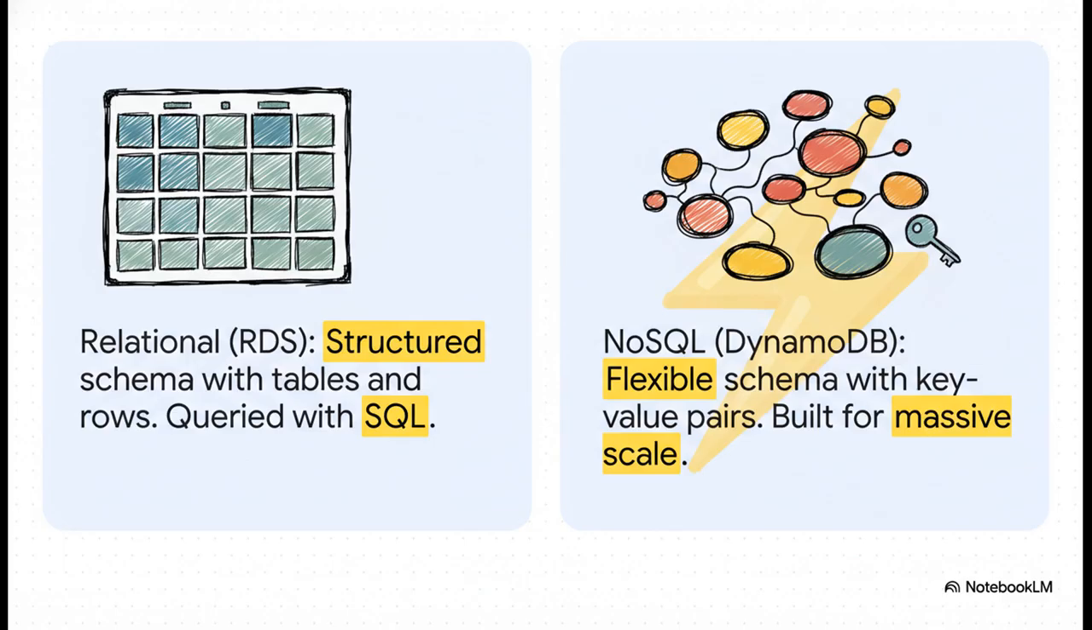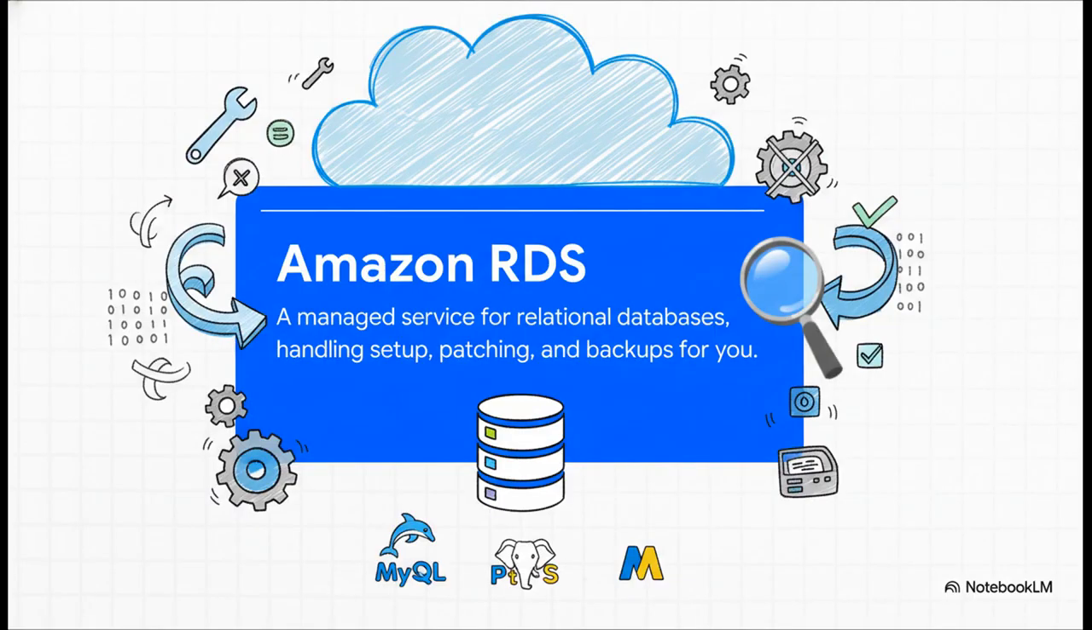So, let's zoom in a bit on RDS, the Relational Database Service. Look, its main job is just to make your life easier, period. Instead of you having to manually install and patch and backup a database like MySQL or PostgreSQL, AWS handles all that boring, tedious, heavy lifting for you. It lets you just focus on your app's data, which is what you wanted to do in the first place.